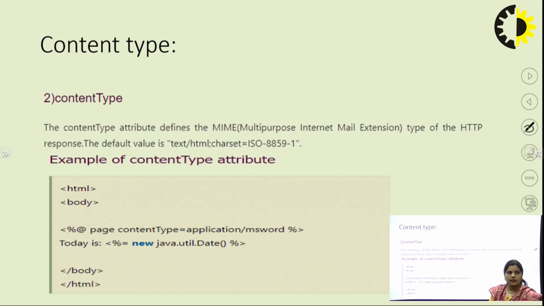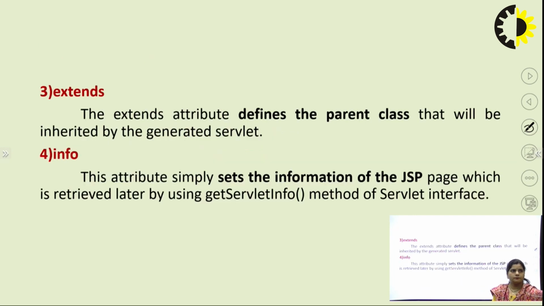The second one is content type. This attribute defines the MIME (Multipurpose Internet Mail Extension) type of the HTTP response. The default value is this, and the example is this only. It is only displaying the content type, whether it is an MS Word document or an application. So it is only displaying the type of the content.